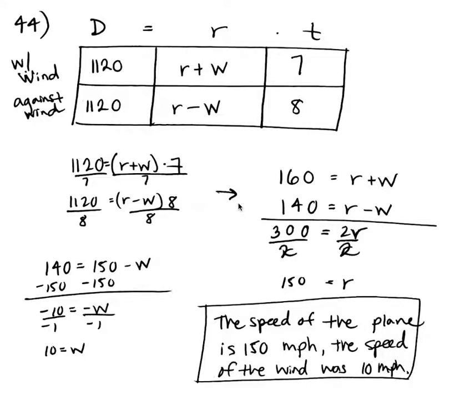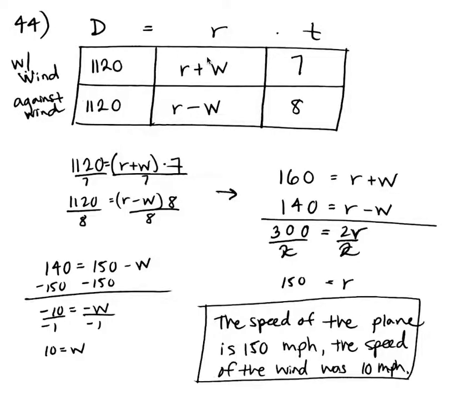Number 44, it says, with the wind, an airplane travels 1,120 miles in 7 hours. Against the wind, it takes 8 hours. Find the rate of the plane in still air and the velocity of the wind. The distance for the plane in both directions was 1,120 miles.